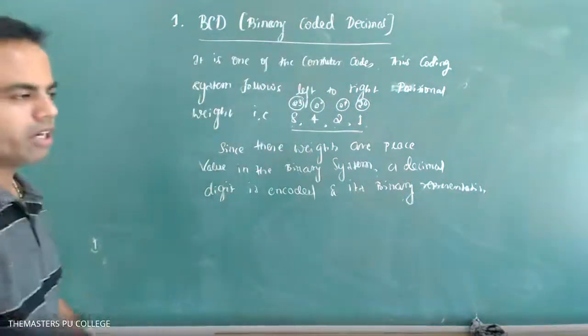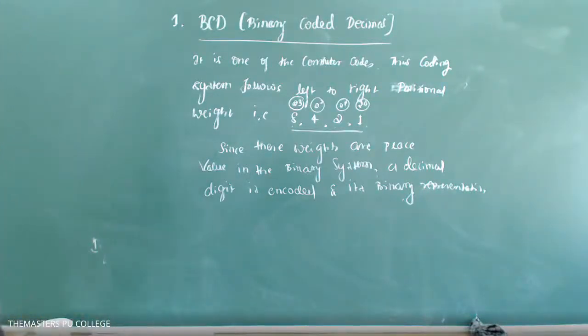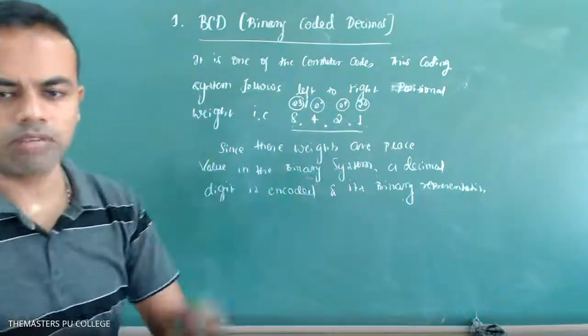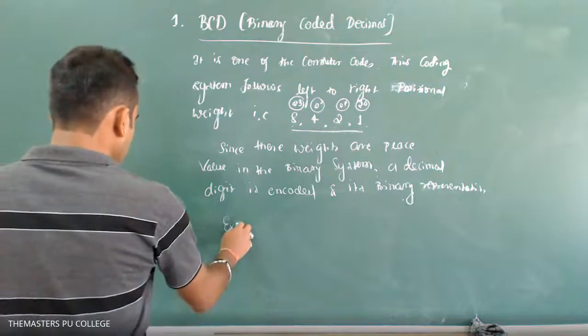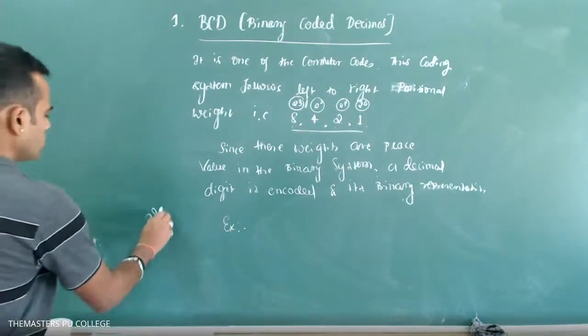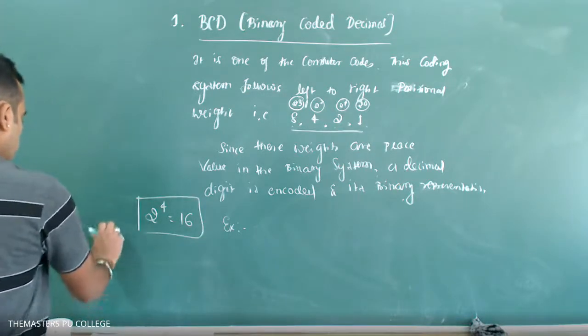Okay, so tell me any number. Then we will write it in the 8, 4, 2, 1 positional weights. Example. Consider any example. So I'll write 4 bits. 4 bits means 2 to the power of 4, it is 16. So let's represent it like this.